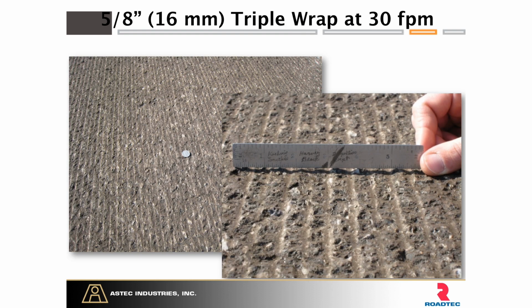This is what a 5/8 inch standard drum, triple wrap drum, looks like at 30 feet per minute. This is a milled surface that's fairly uncommon for the wrong reasons, because we don't see many machines with a 5/8 inch drum travel at 30 feet per minute. It's usually a much higher rate. We'll talk about how machine speed, drum configuration, and pattern are interrelated and what it does to our surface.